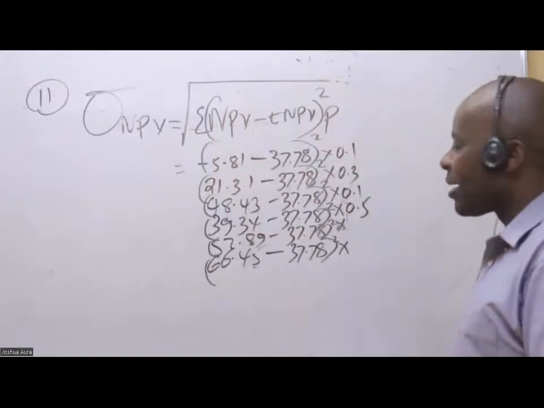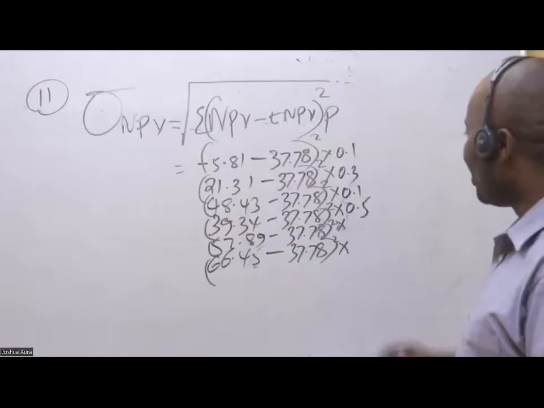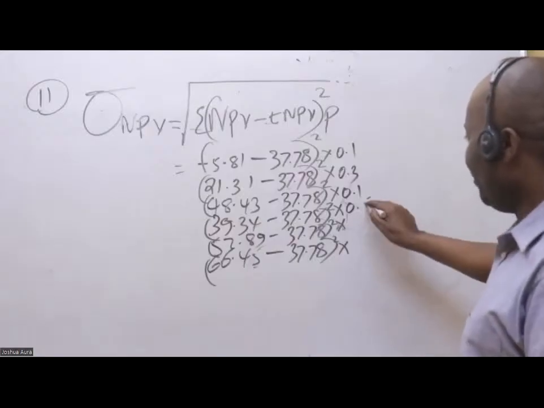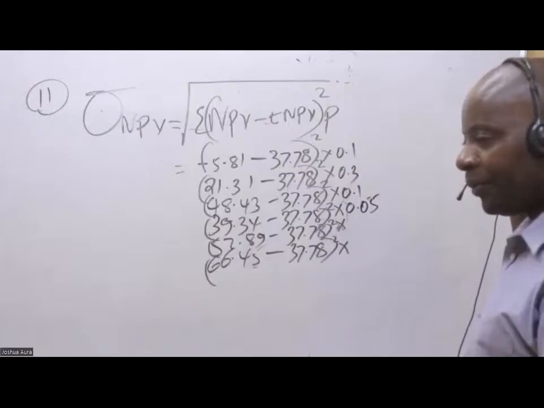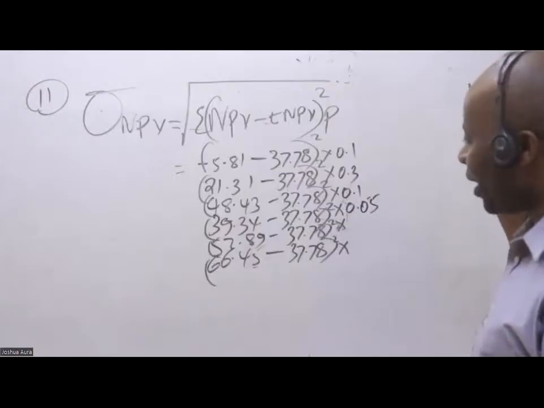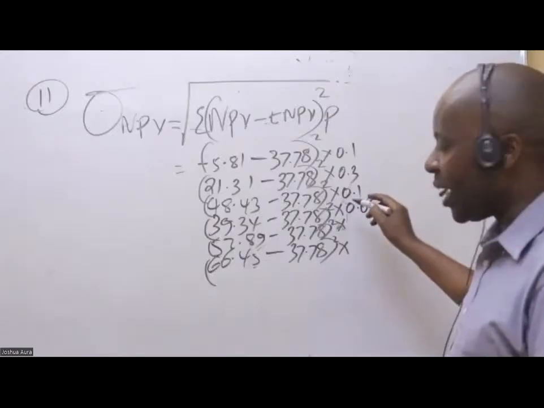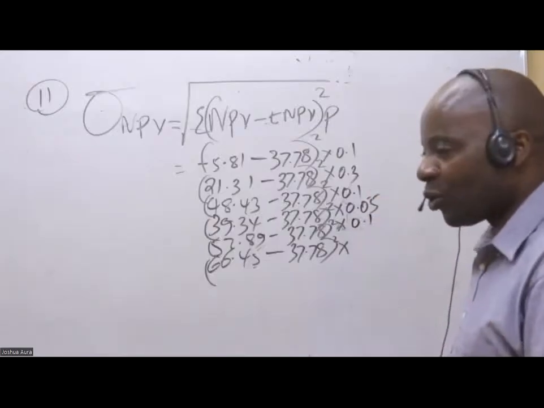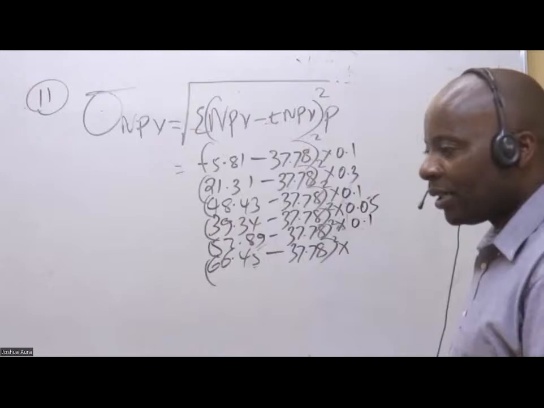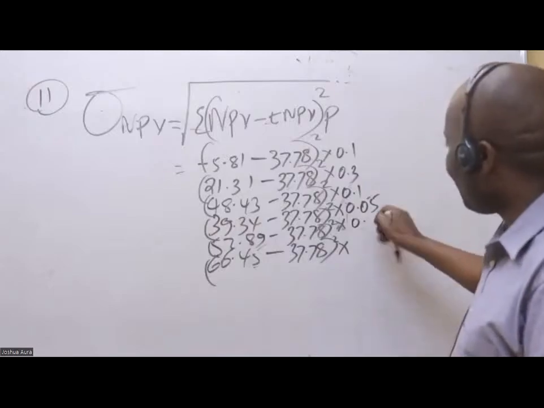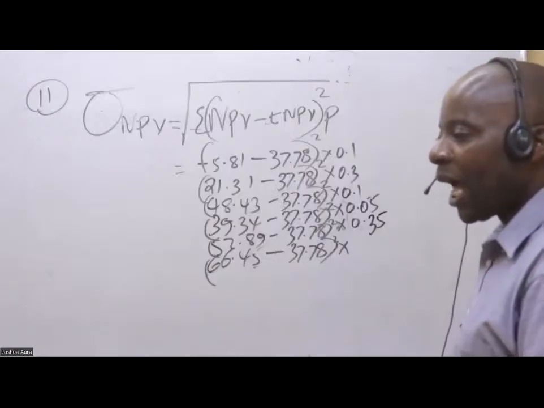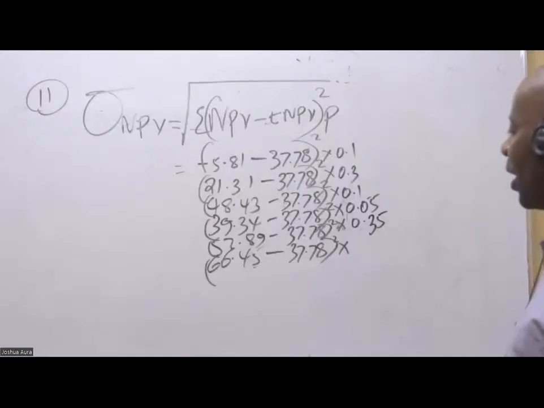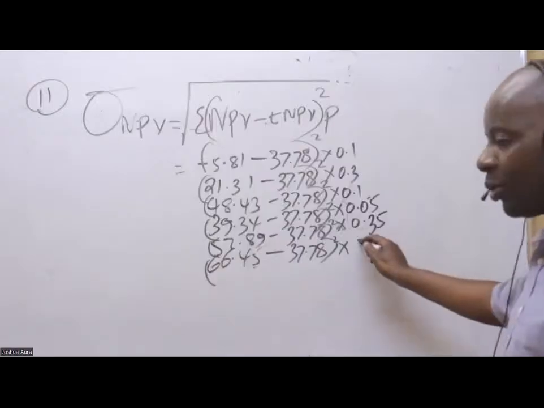0.35, the fifth one. No, they are telling me it is 0.05 here. 0.05. How about the fifth one? 0.1. The fifth one, they're saying is 0.1. Oh, they're giving me different figures. The fifth one, they're telling me it's 0.35. How about the very last one now? The very last one now is 0.1.